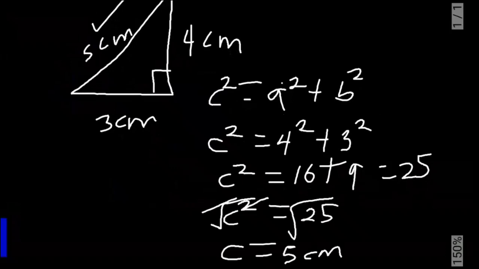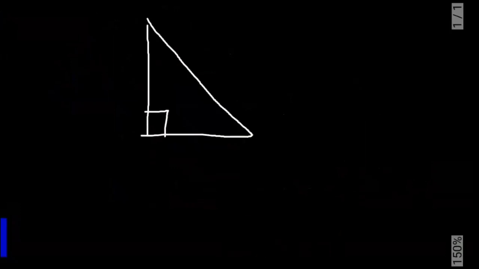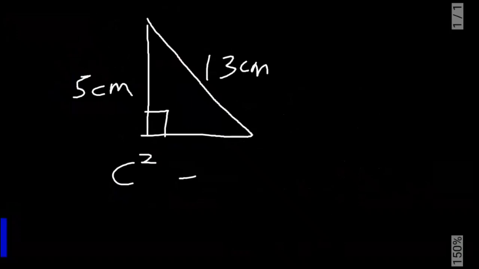Let's take another example. Okay, this is another question. Let's say we have the hypotenuse side, but one of the non-hypotenuse sides is missing. Let's say we have 5 centimeter, and this side here is missing. So how do we get the missing side? We have our theorem, c squared is equal to a squared plus b squared.